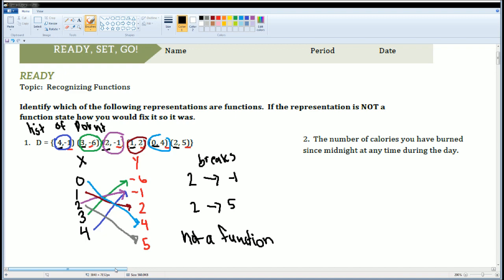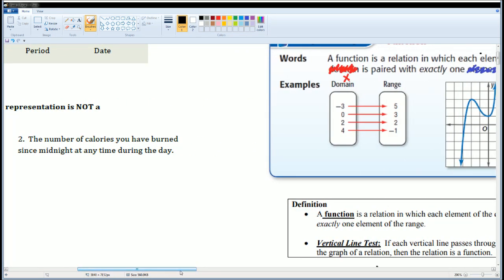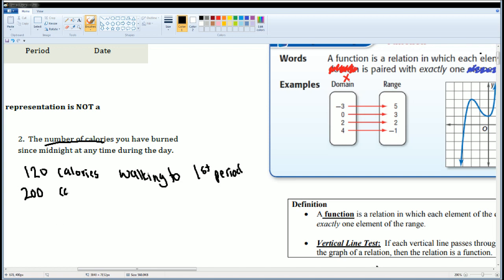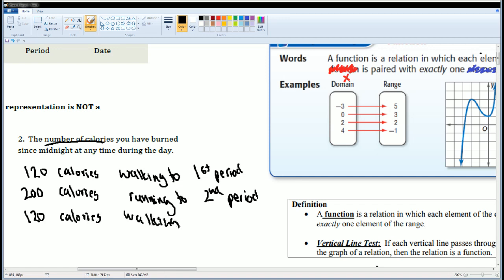All right, so let's take a look here. Number 2. The number of calories you burn since midnight at any time of the day. Well, the number of calories can be like 120 calories. Let's say you burn 120 calories walking to first period. Then you burn 200 calories running to second period, so I don't have to yell at you. Then you burn 100 calories walking to third period.